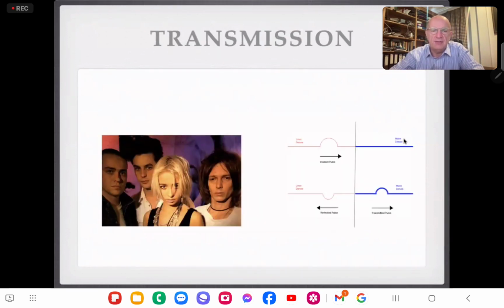Transmission we've talked about. You know, I'm too embarrassed to tell you who the band is because nobody will have a clue apart from me. They're called Transmission Vamp, or Transition Vamp, in fact.